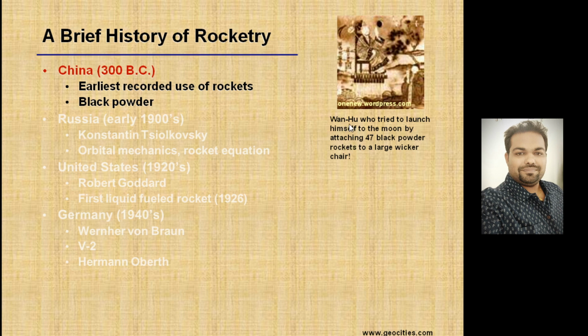This is the one who tried to launch himself to the moon by attaching 47 black powder rockets to a large wicker chair. This is a chair where 47 of these black powder rockets were attached, and with the help of that he tried to launch himself into outer space, but he could not succeed in that.